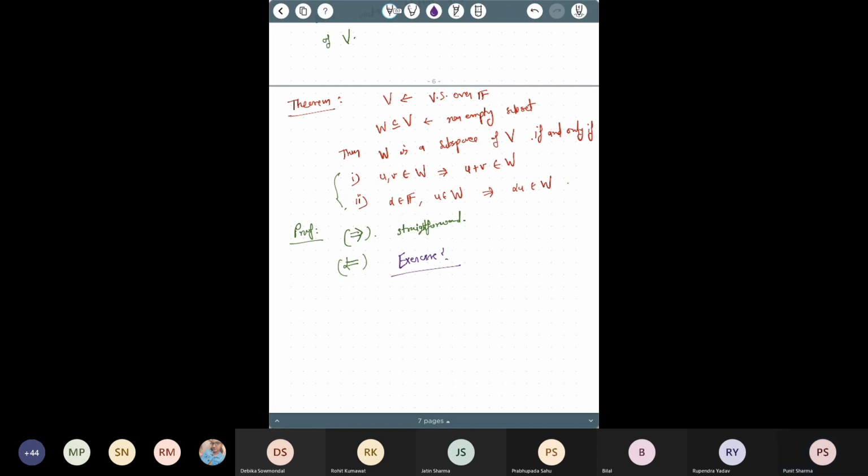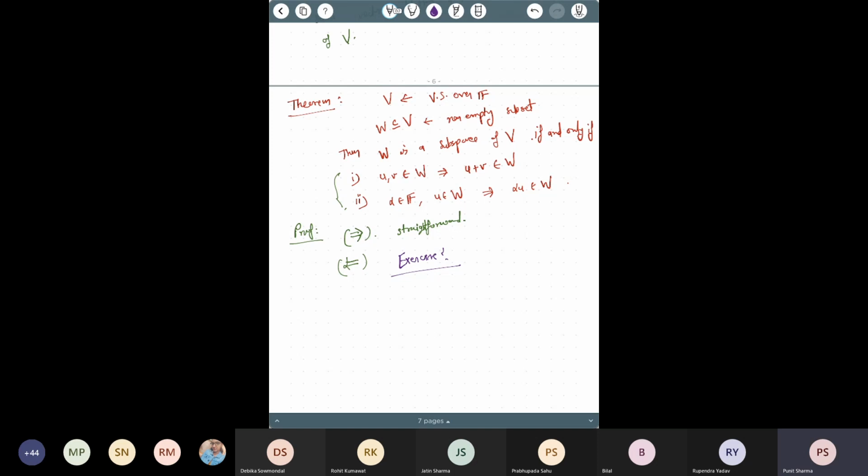subspace or not. Now this result gives us a way to check whether a given set is a subspace, because in order to check whether W is a subspace, we just quickly see whether W is closed under scalar multiplication and closed under vector addition or not. If it is, then we say that W is a subspace. We don't have to worry about the other properties, because of this result, they will also follow.